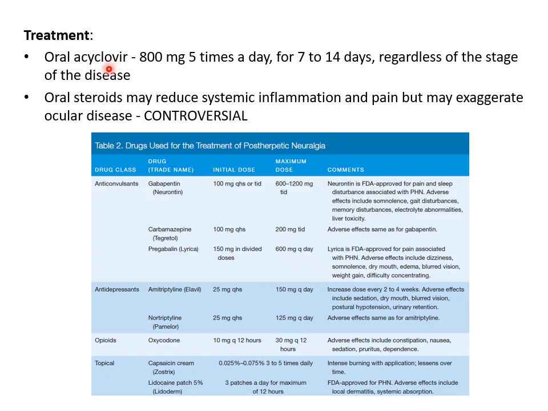Treatment of herpes zoster ophthalmicus, oral acyclovir. Now see, the therapeutic dose 800 mg 5 times a day, 7 to 14 days, regardless of the stage of the disease. Oral steroids are controversial because on one hand, they may reduce systemic inflammation and pain. But if ocular disease is there, especially if epithelial, the disease can exacerbate.